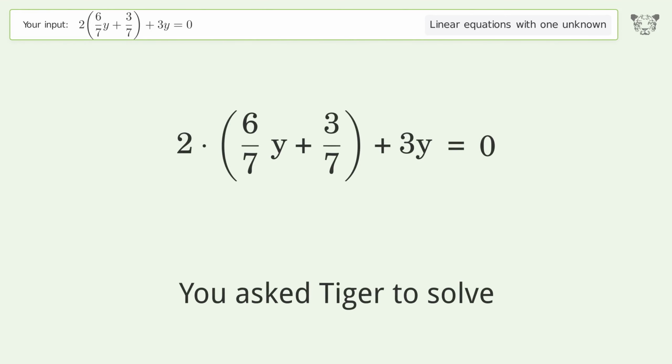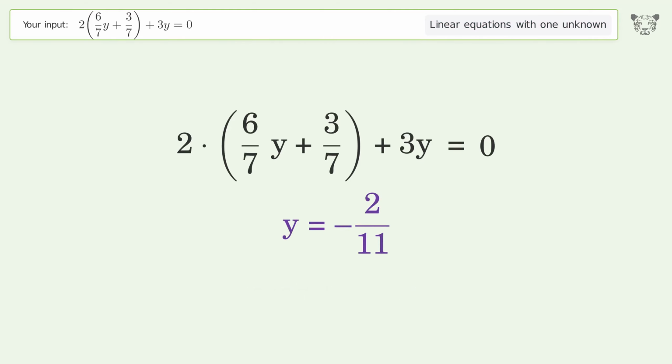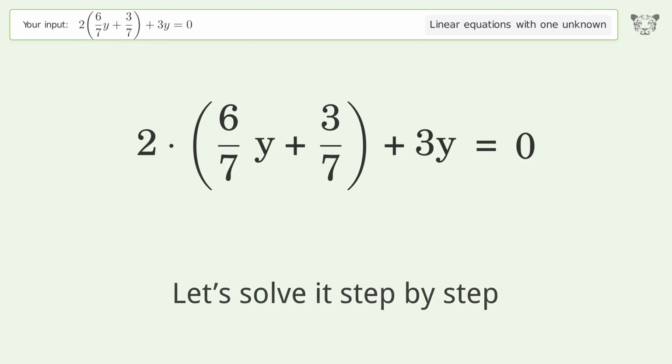You ask Tiger to solve this. This deals with linear equations with one unknown. The final result is y equals -2/11. Let's solve it step by step.